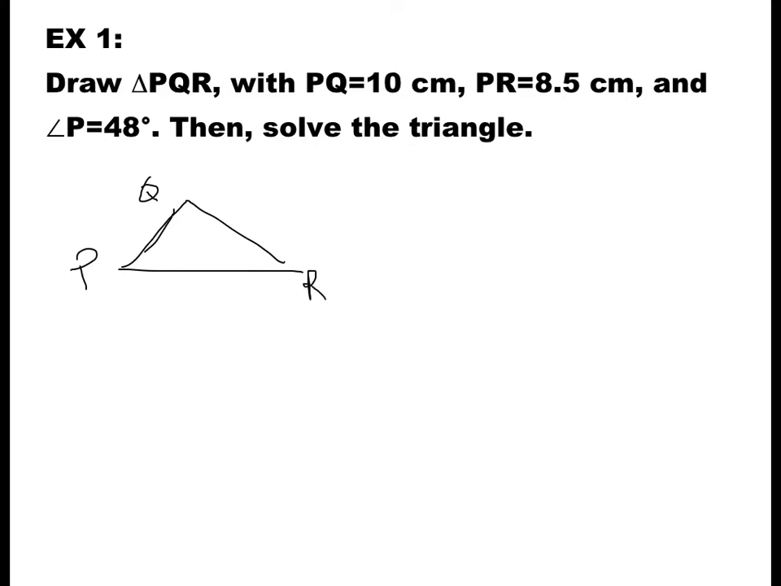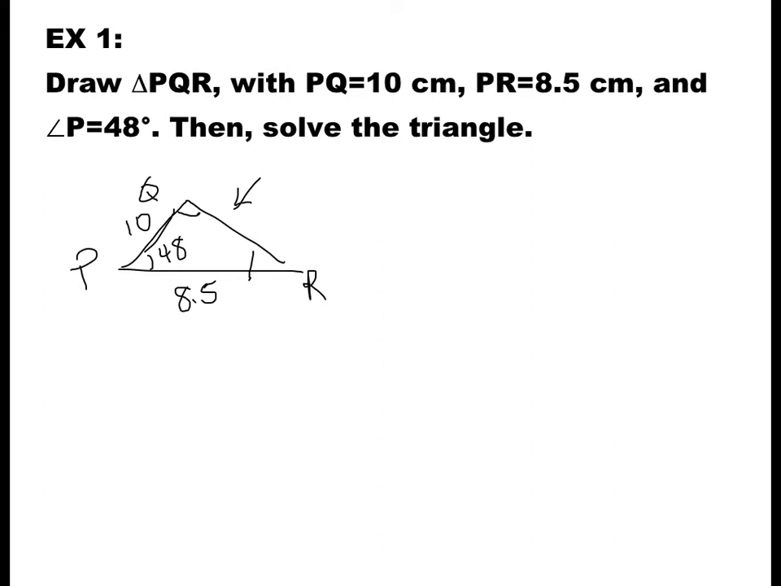PQR. Okay? We know that side PQ is 10. So this side is 10. We know that side PR is 8.5, which is this. And we also know that the angle P is 48, so this angle is 48. Now I have to find QR, this one. I have to find this angle, and I have to find this angle.